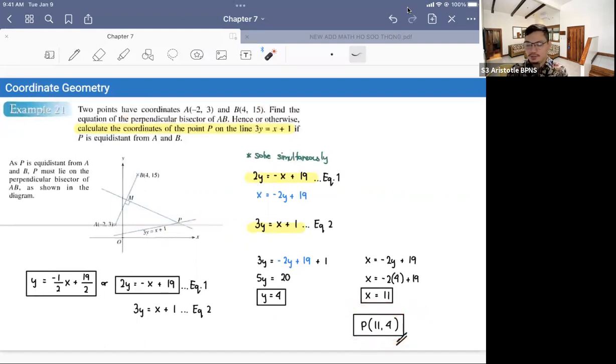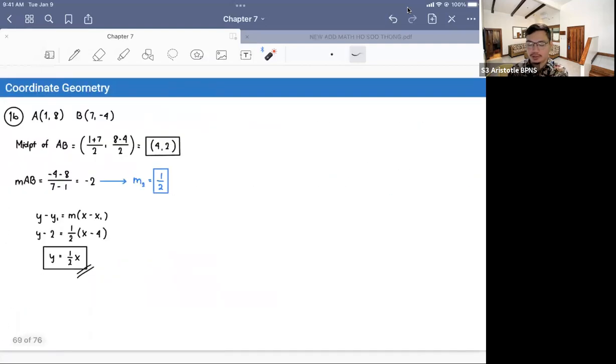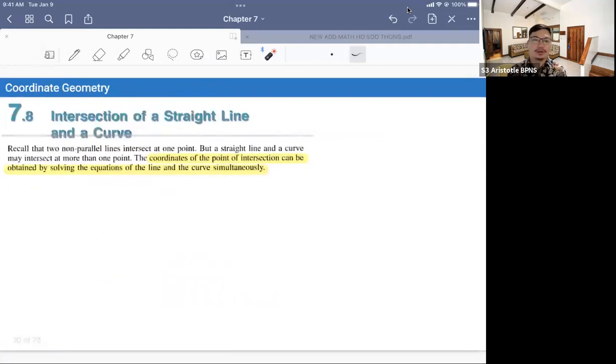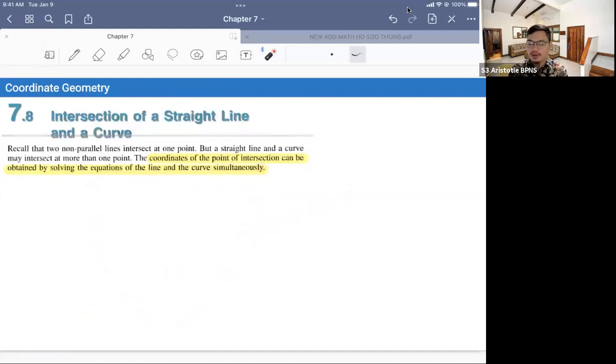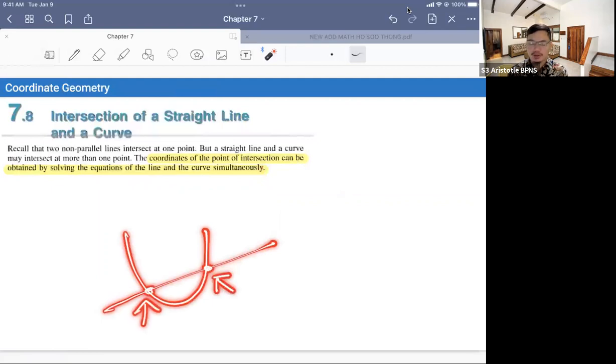Okay. So are there any questions, class? For example, 21. All right. Now, I'm going to give you homework about this, but let me just go to the last part, because you already know that since Sec 2. Now, this is the last part of this chapter: intersection of a straight line and a curve. Basically, if you have a straight line and a quadratic curve, they will always, or most of the time, intersect at 2 points, right? What you're after here is to find the coordinates of those 2 points.